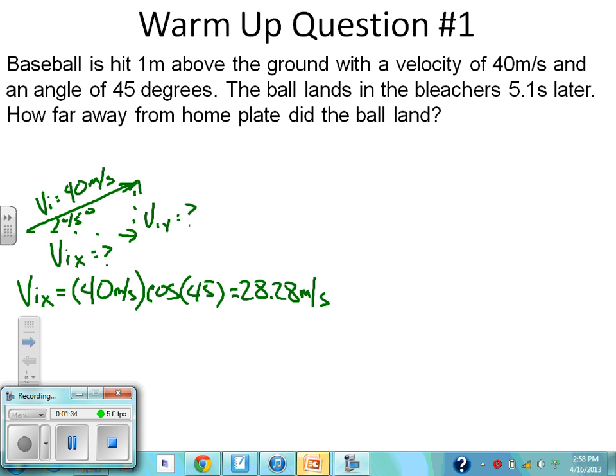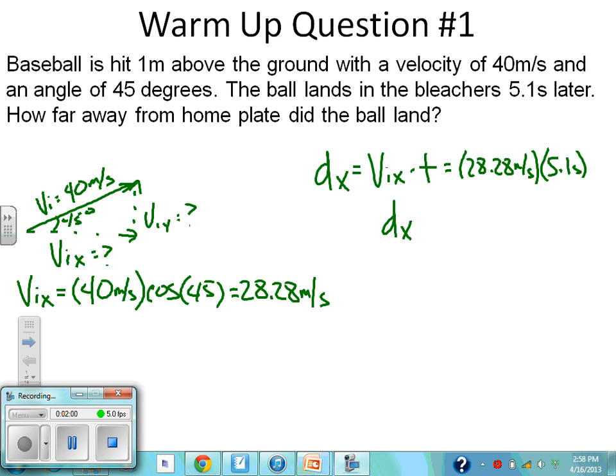Okay, now in the problem, we are just looking for how far away from home plate. That is going to be a dx. So we actually don't even need our Viy here. We just have to solve for dx. Remember, our formula for that is dx equals Vix times time. So we go 28.28 meters per second times the time given in the problem of 5.1 seconds. So dx equals 144.25 meters.